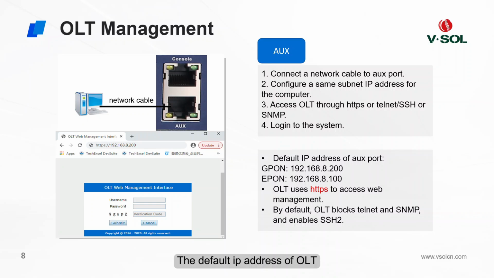The default IP address of OLT is 192.168.8.100 for EPON and .200 for GPON or XGSPON. The computer can connect to the auxiliary port through a switch. By default, OLT blocks Telnet and SNMP and enables SSH2.